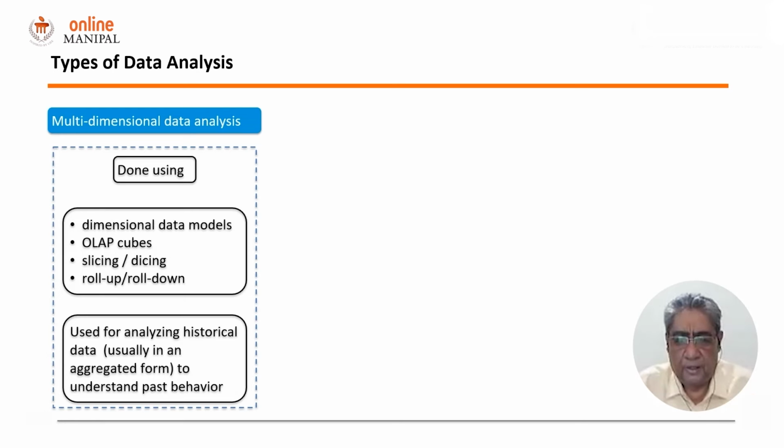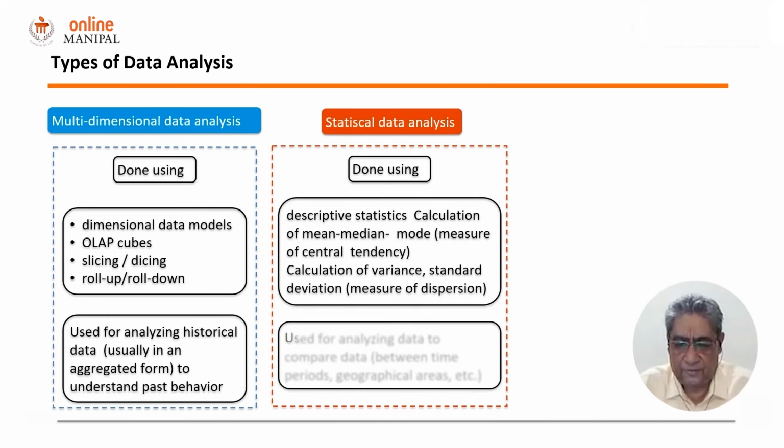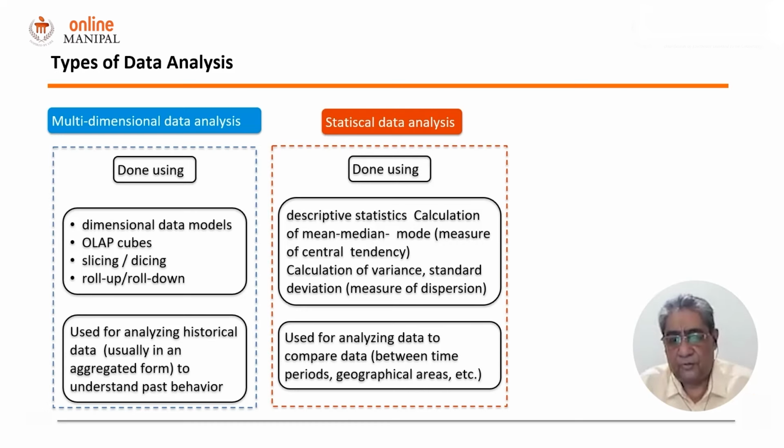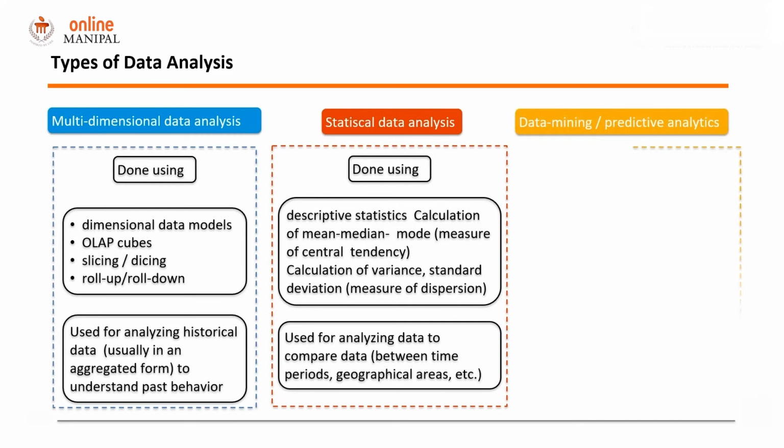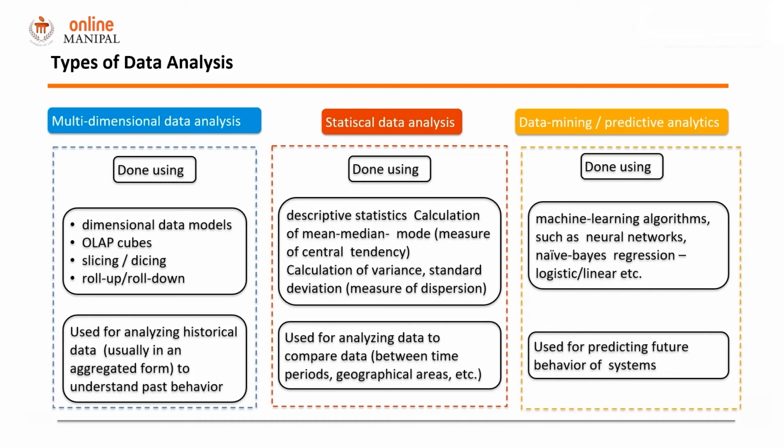previous slide as well. Another kind of analysis is statistical data analysis, wherein we use the concepts of descriptive statistics, etc., for analyzing the data, and this is primarily done to compare data between different time periods, geographies, or other dimensions. The third kind of data analysis is data mining or predictive analytics, and this is done using your machine learning algorithms. There are different kinds of them, such as neural networks, artificial neural networks, naive Bayes, different kinds of regression like logistic regression and linear regression, etc. And these are used for predicting the future behavior of systems.